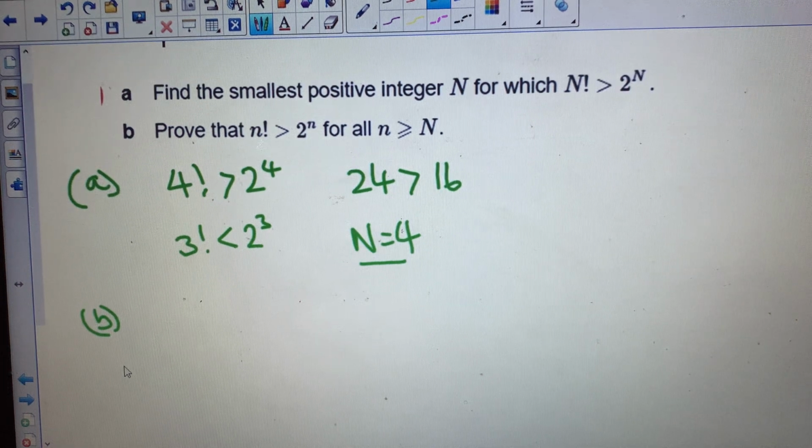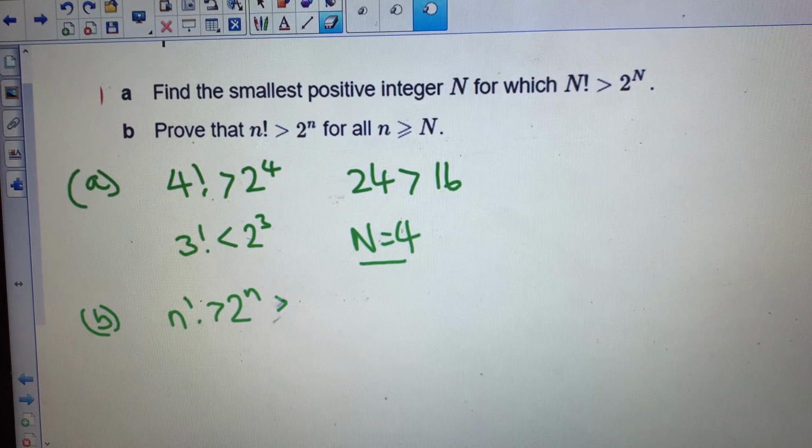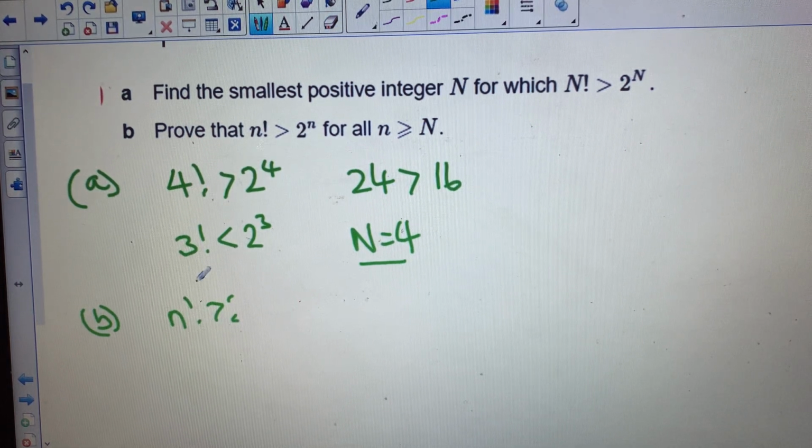So part B, and now you've got your proof, which is obviously a bit more work. What you're going to do is prove n factorial is greater than 2 to the n for n greater than or equal to 4. So this is what we're wanting to prove: n factorial is greater than 2 to the n, where n is greater than or equal to 4.